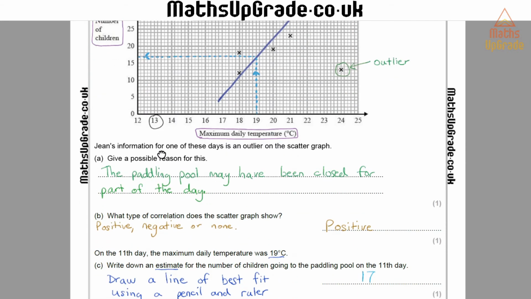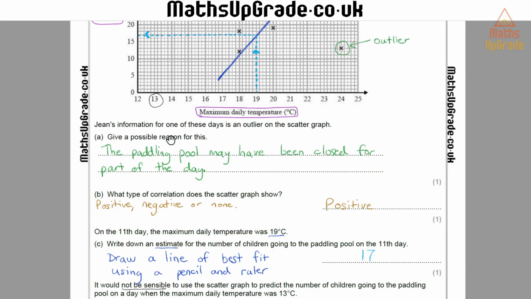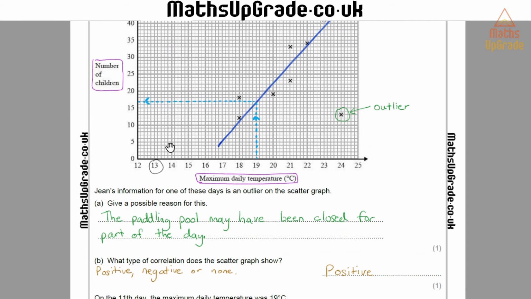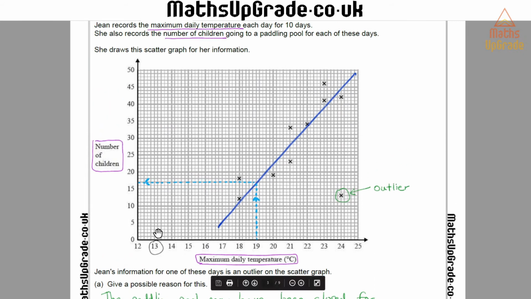The last part of the question says, it wouldn't be sensible to use a scatter graph to predict the number of children going to the paddling pool on a day when the maximum temperature is 13 degrees. Give a reason why. So why wouldn't 13 degrees be a good temperature to predict the number of children?